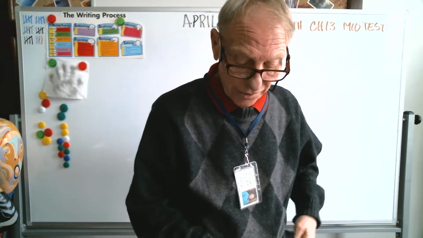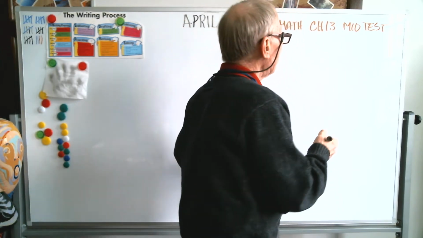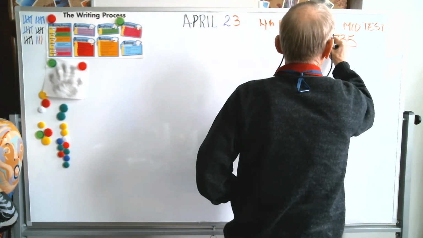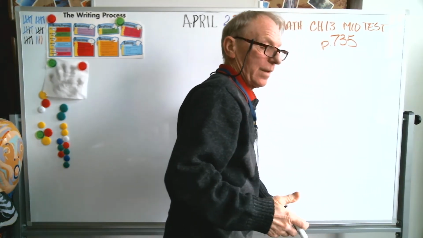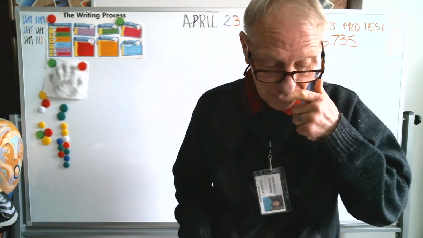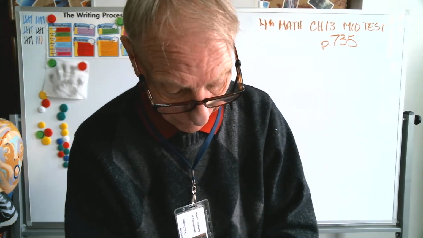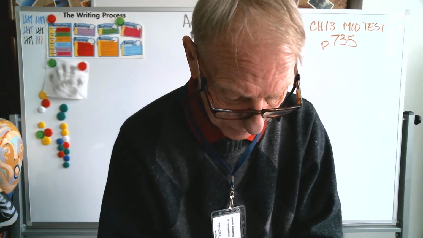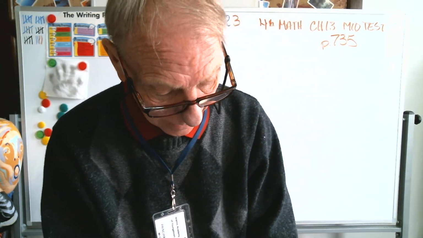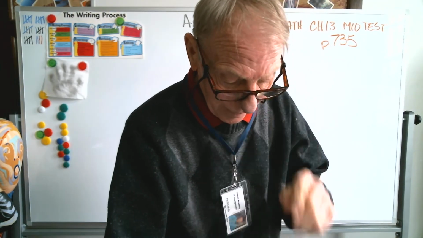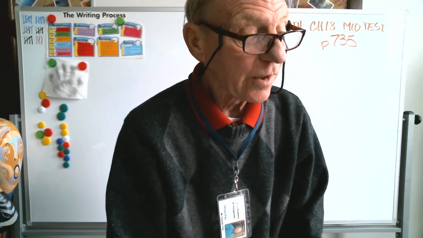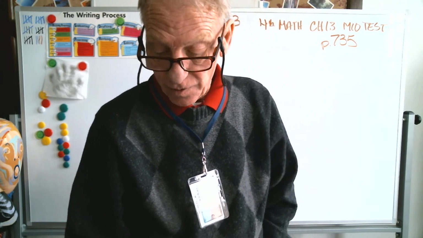We're going to continue in chapter 13. We're on page 735. Halfway through this chapter, this is the mid-chapter checkpoint, on 735 and 736, and we're basically working with perimeters and areas. And so let's just go through this review real quick here.